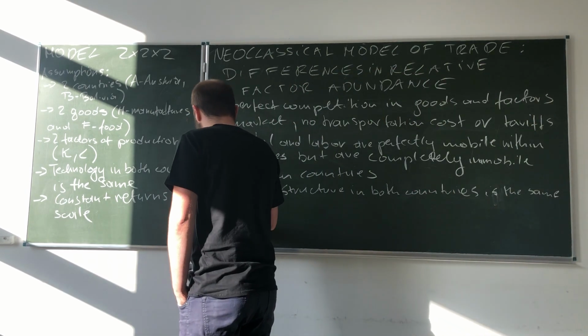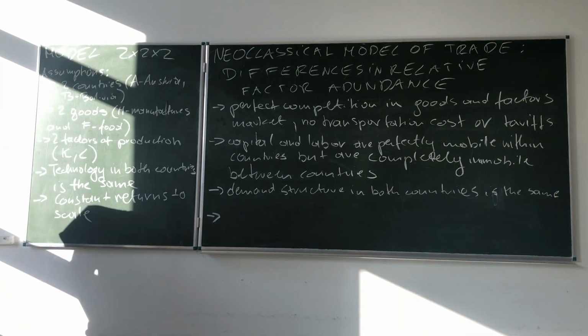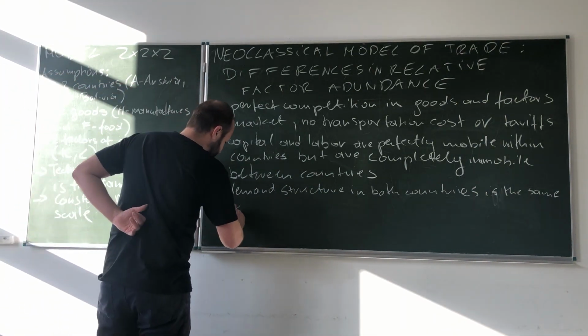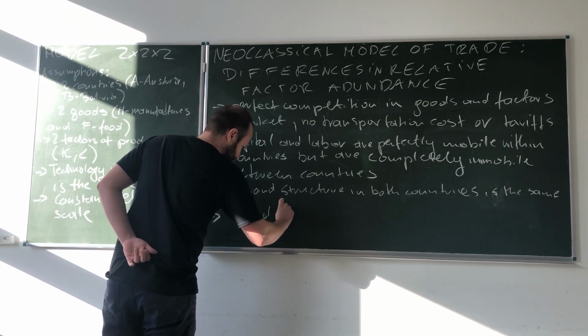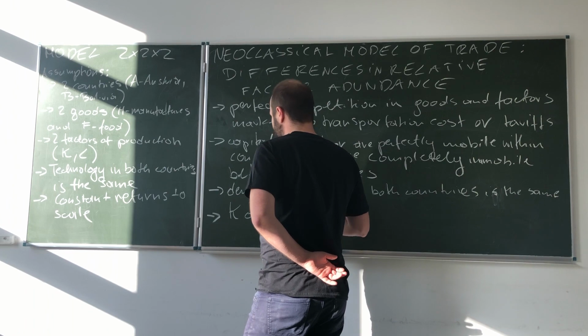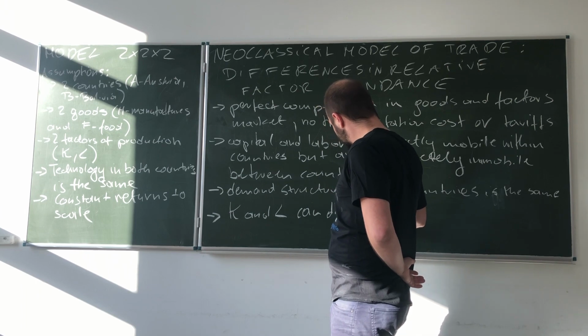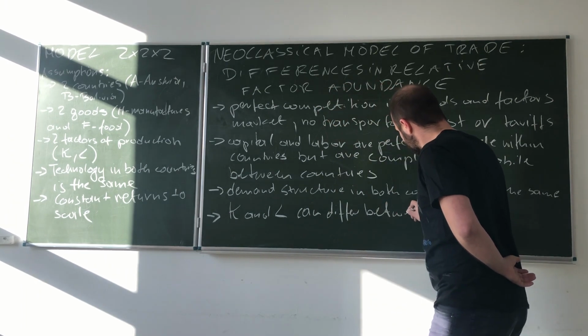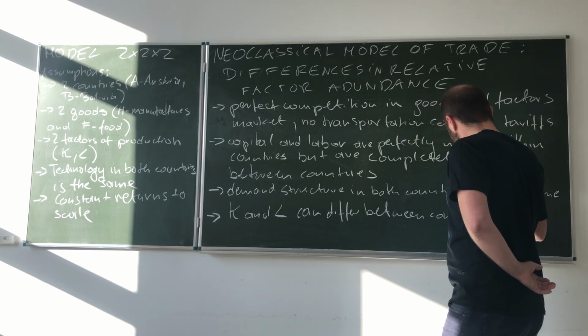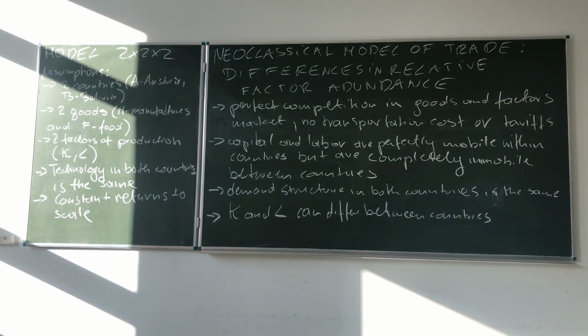And finally, the last assumption we've got is that available capital and labor, their amounts can differ between countries. Okay, and look, actually, here we will find the key to how trade flows between countries come about.